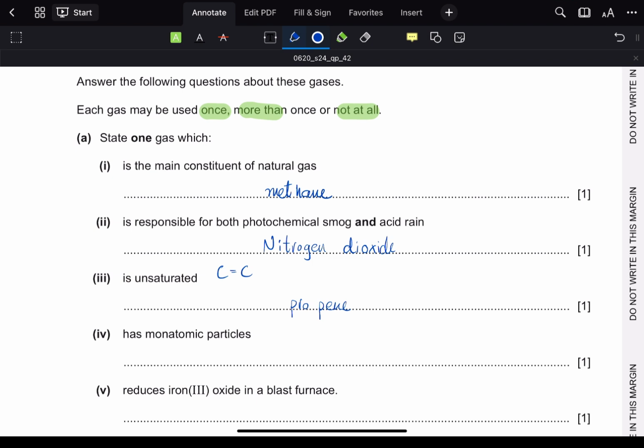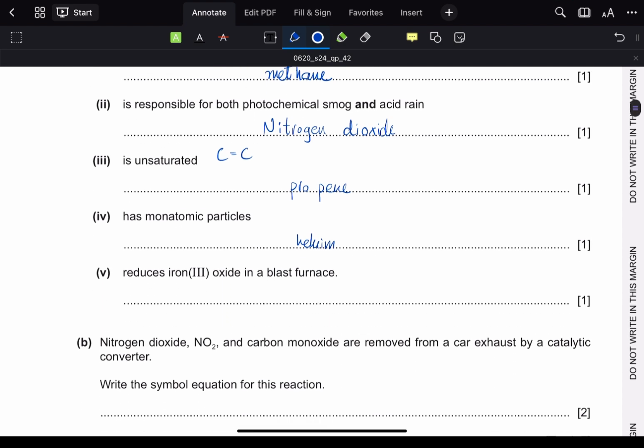Part 4 has monoatomic particles. Monoatomic particles are elements that exist as single atoms because they have a full outer shell of electrons, so they don't usually form or need to form bonds. This is a property of group 18 elements, and helium is the only group 18 element we have.